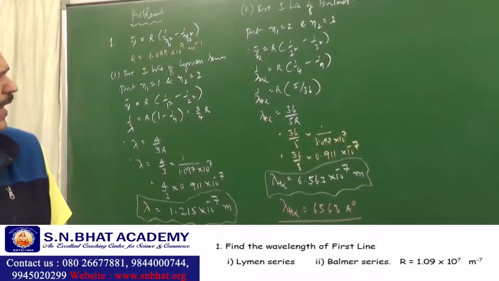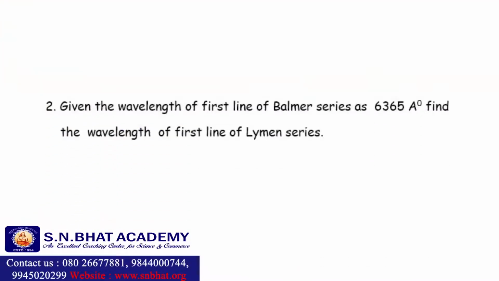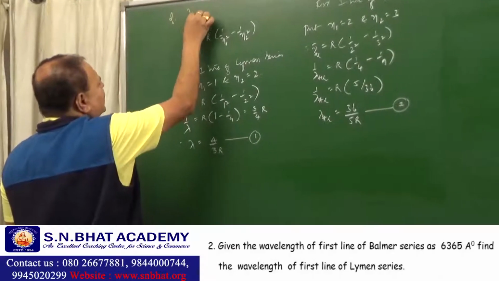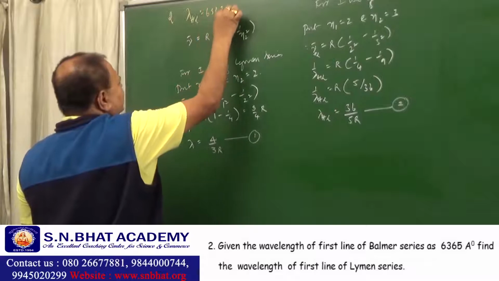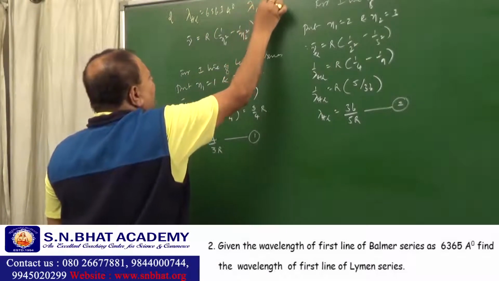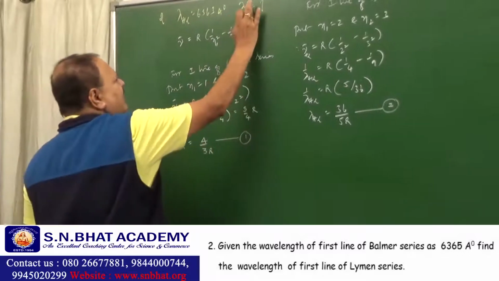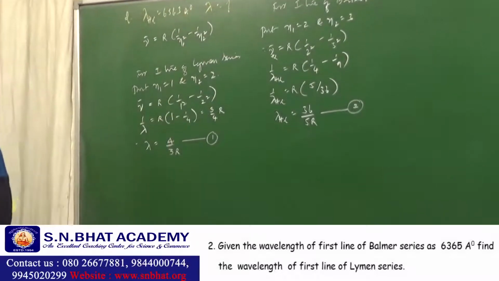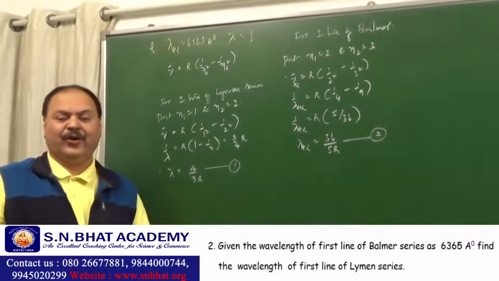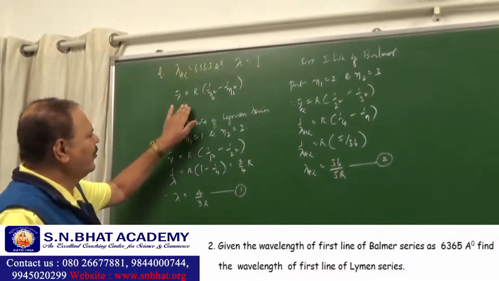Now come to the second problem carefully. Given the wavelength of the first line of the Balmer series to be 6563 angstroms, find the wavelength of the first line of the Lyman series. Understood the problem? So what is he asking? In problem number 2, he has given the wavelength of the H alpha line to be 6563 angstroms. Find the wavelength of the first line of the Lyman series. Lambda you have to calculate. He has not given anything, no R. Now what should we do? We should write this formula.